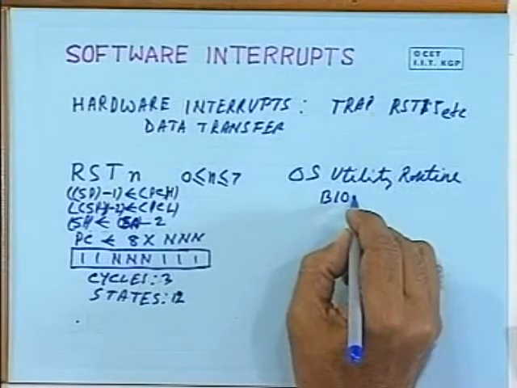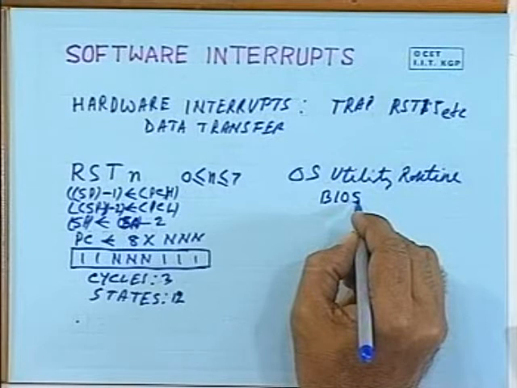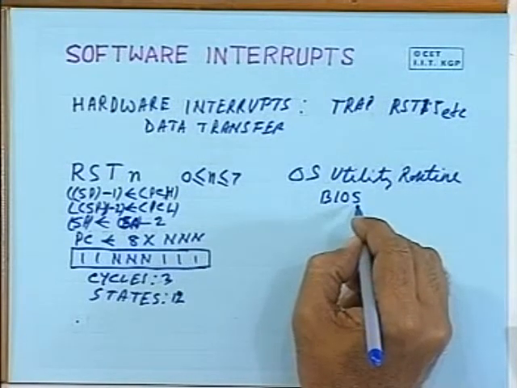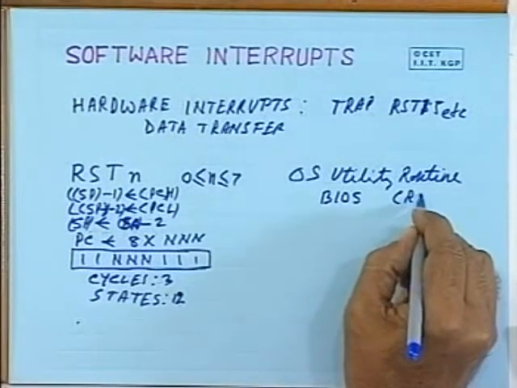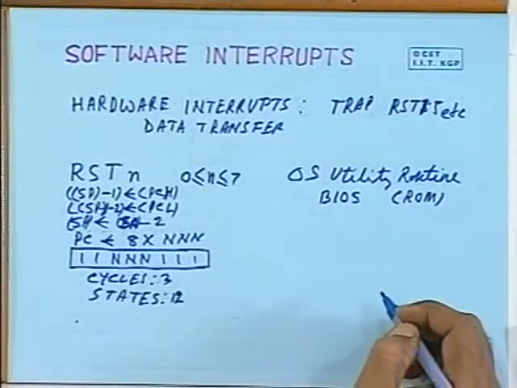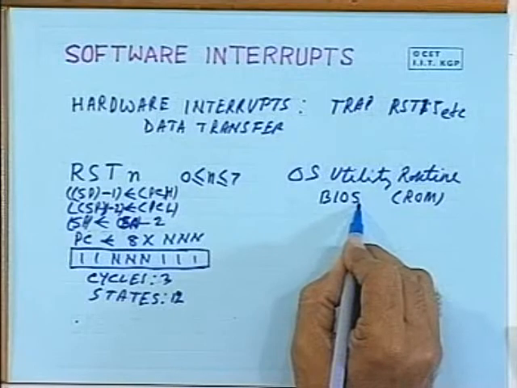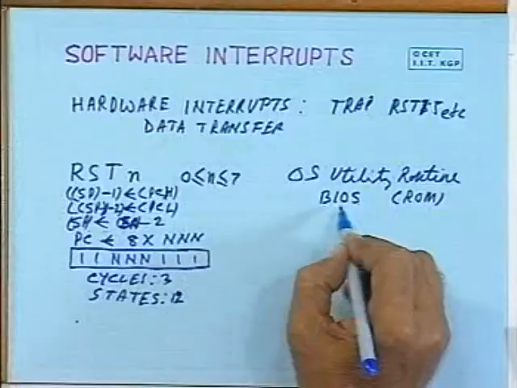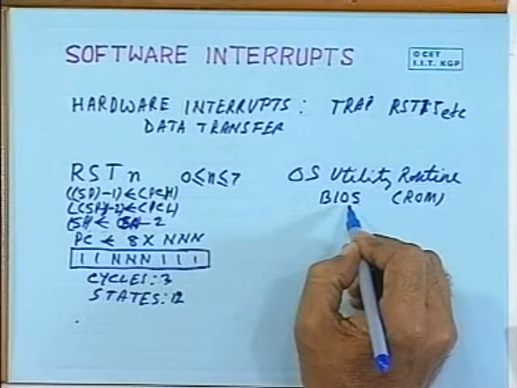For example, you have used PCs. In PCs, the BIOS routine, basic input output system, holds all the important input output routines, and that is in ROM, read only memory. And BIOS is implemented by using these software interrupts. All the BIOS routines are implemented by using these software interrupts.